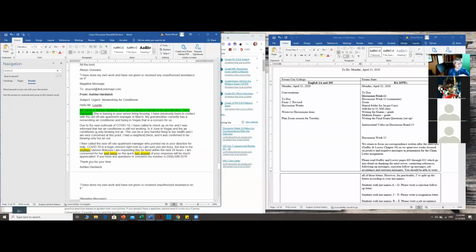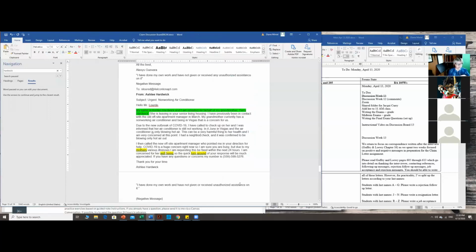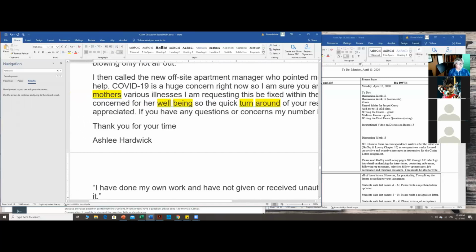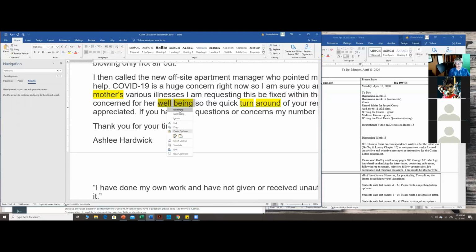Word will actually underline these things. So see the blue underline? I'm going to make this bigger so that we can see it better. If you see these underlines, it means that there's a problem. For me, if you just right click, it's going to give you the apostrophe. Right click, and this one should give you either well-being or well being, spelling, or turnaround. I think turnaround is also one word. So turnaround is one word.